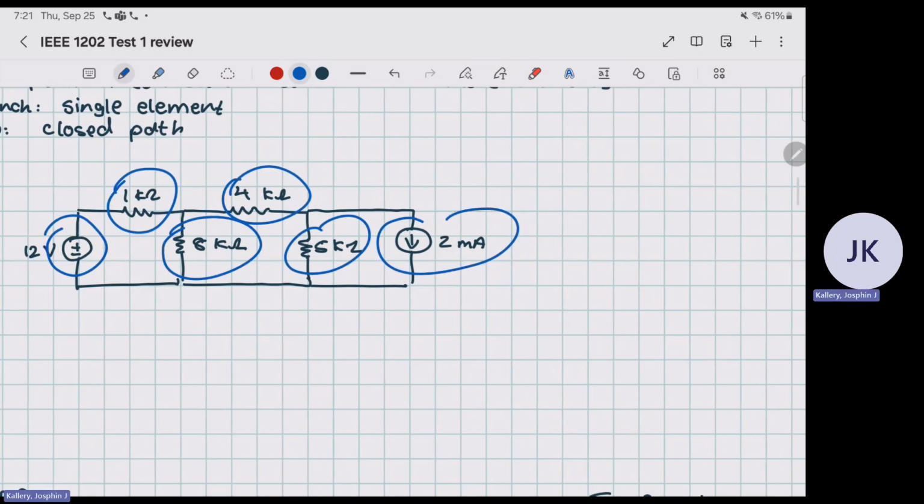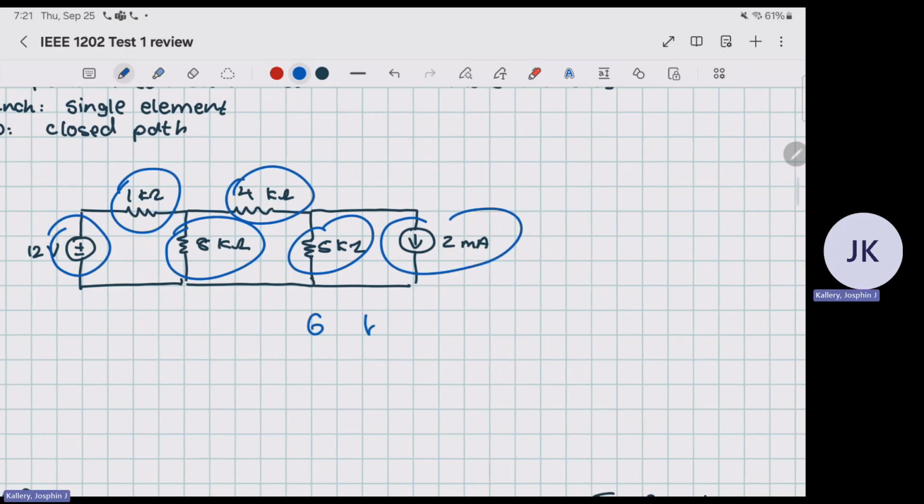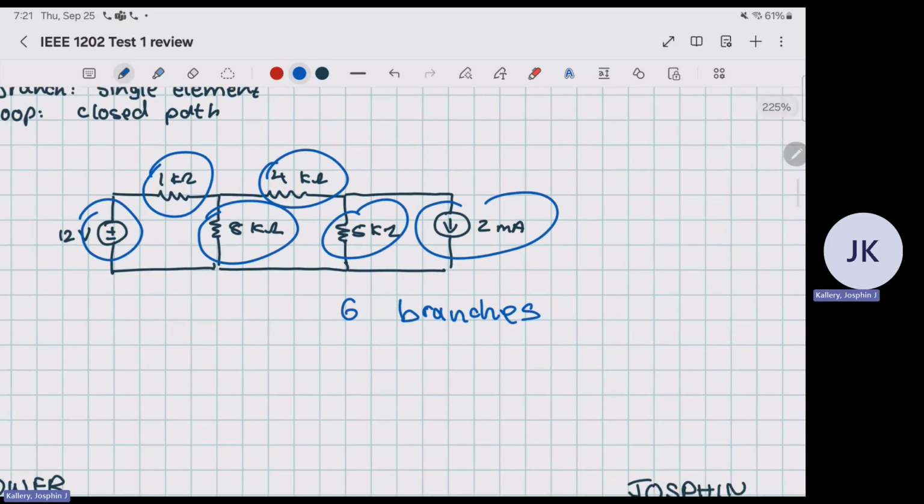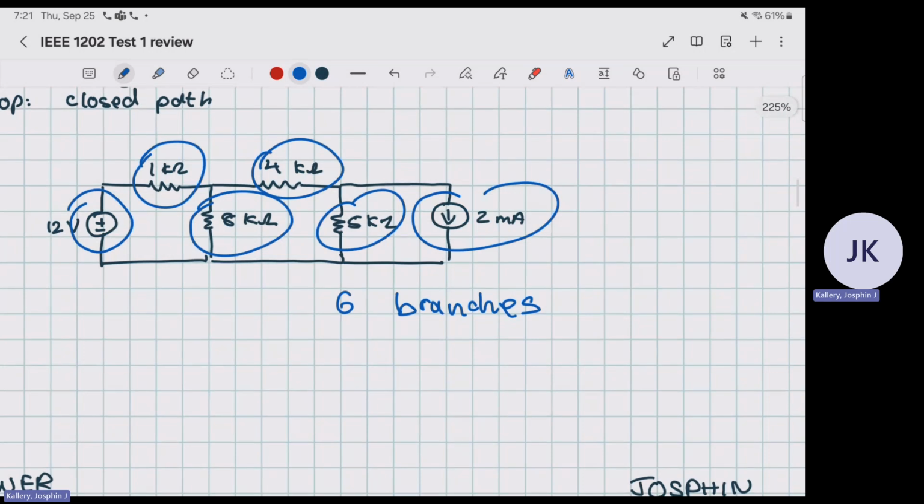So in total, we have 6 branches. Then finally, we can go ahead and count the number of nodes, but there's also another way we can do this. If you remember the equation, the number of branches is nodes plus loops minus 1.